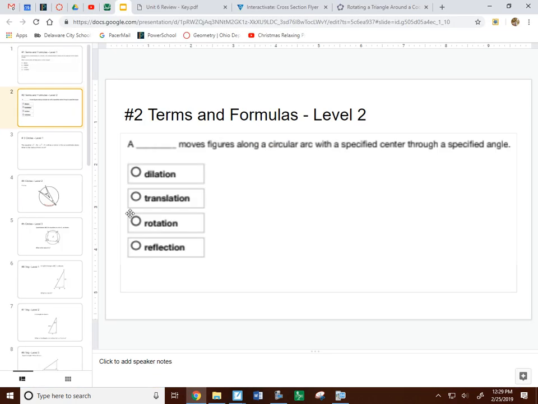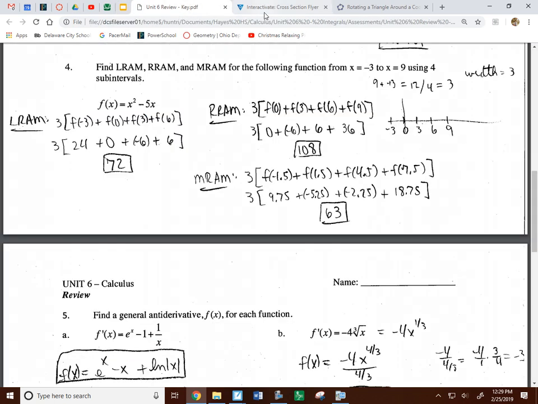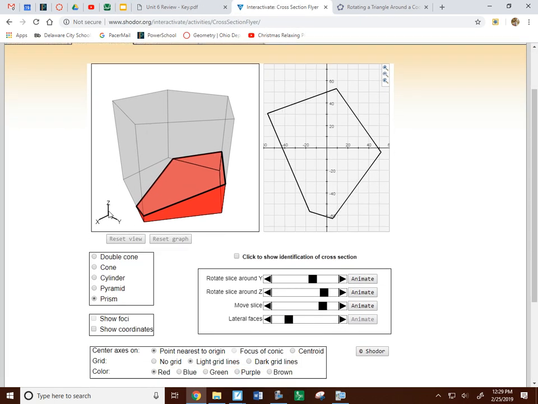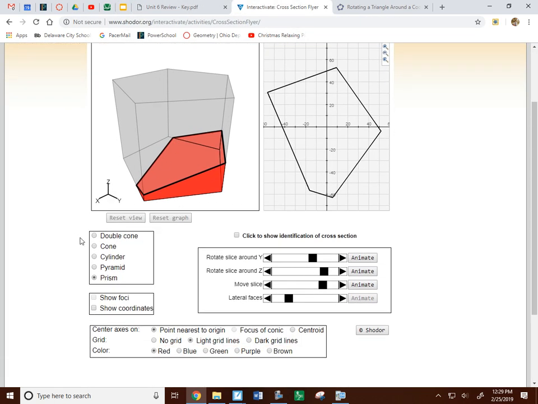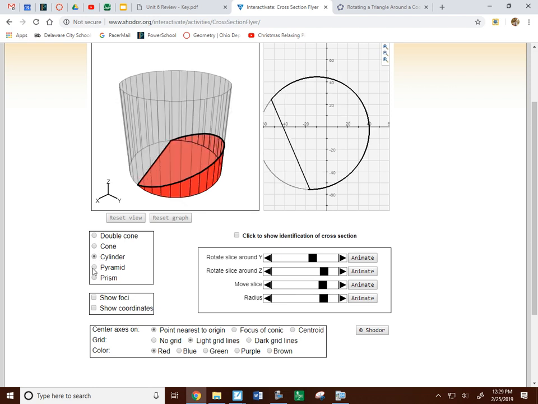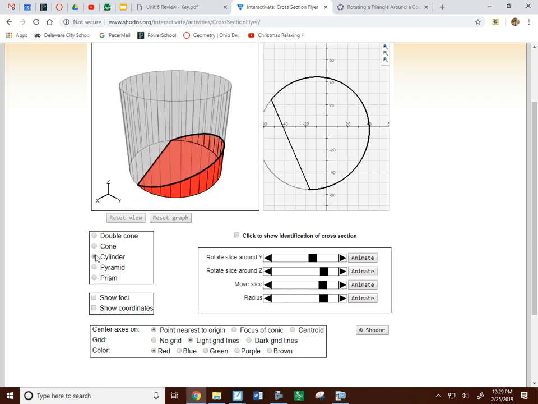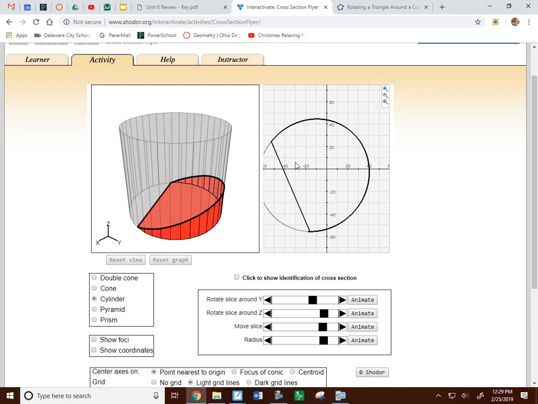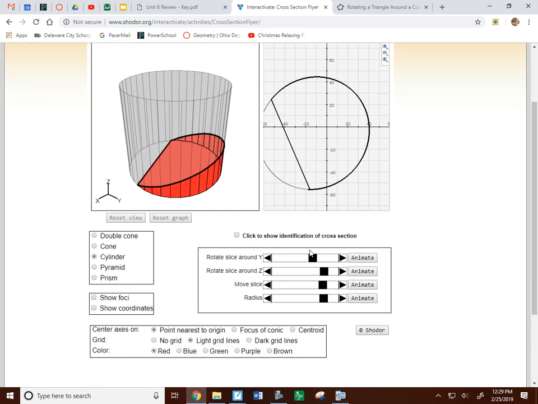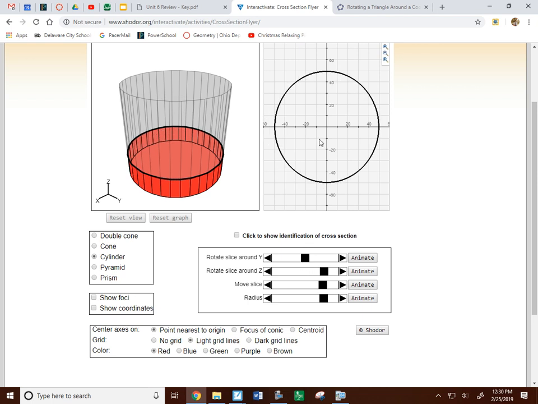All right, I have a nice little website. This is on Canvas. If you want to check this site out, on the left, you can choose whatever shape you want out of these 5: cone, cylinder, pyramid, prism, or double cone. So like here, we were just on cylinder. And then on the right here, you can change the slice. And here it shows you the result. This is the cross section here on the right. So that's the one we just did.